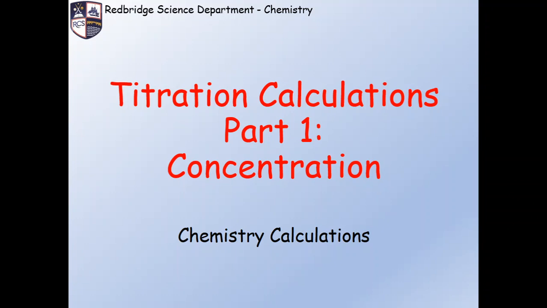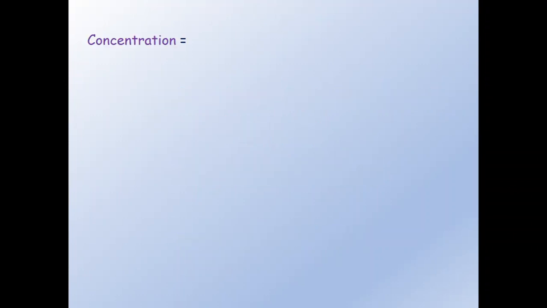This is the first video about titration calculations. In this video we are going to look at how to calculate the concentration for a titration experiment. To carry out titration calculations, we need to know the equation to calculate concentration. So concentration equals number of moles of solute divided by volume of solution.